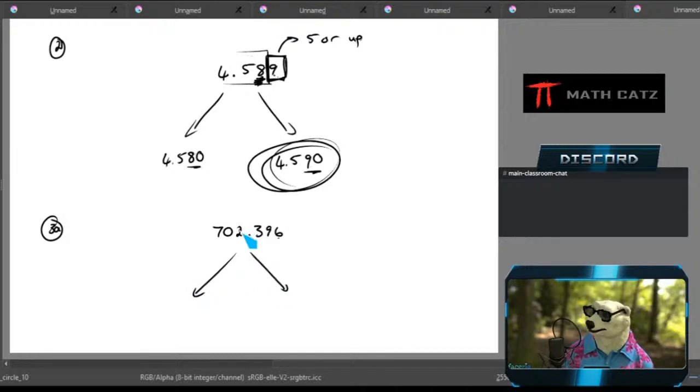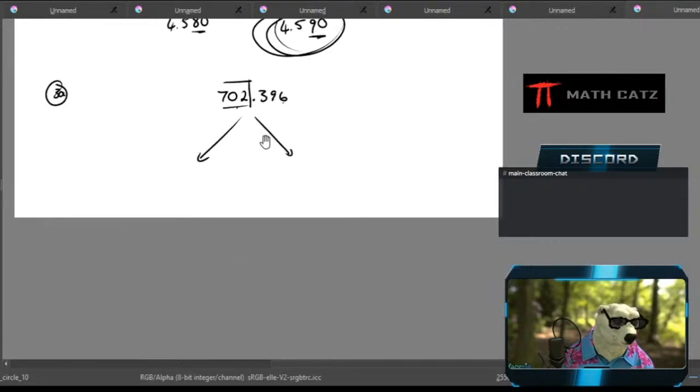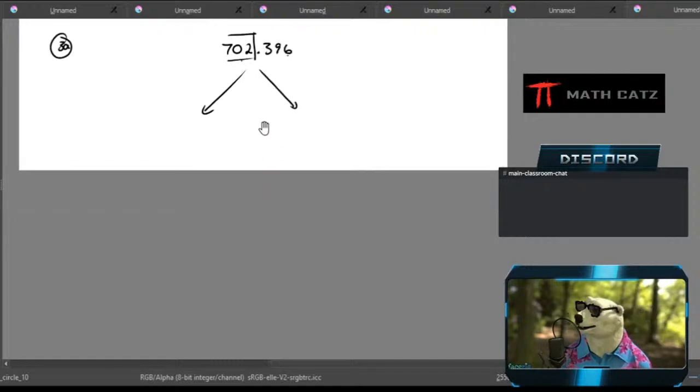I'm going to do a 3A, 9, 6, and I'm going to round to the nearest unit, or the one's position. So what are my options here? Well, on the low side, it's going to be 702. On the high side, it's going to be 703. Those are the numbers surrounding my number.